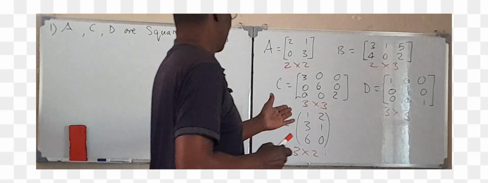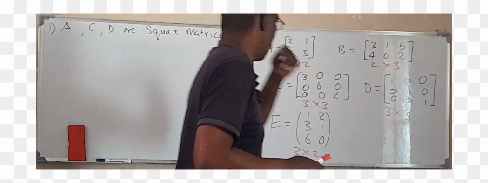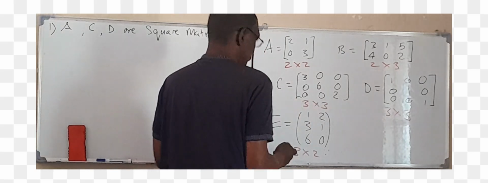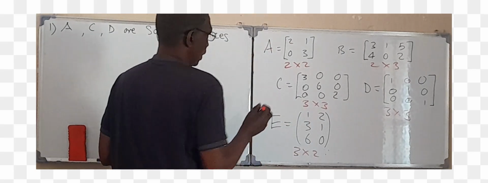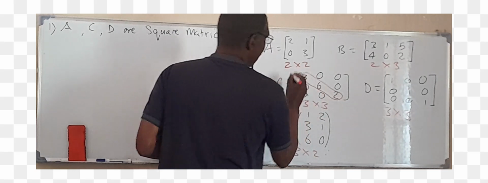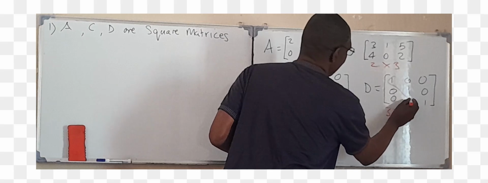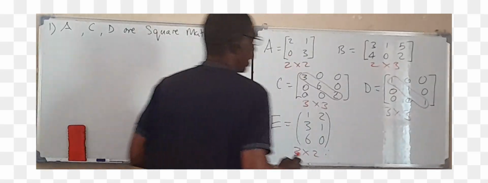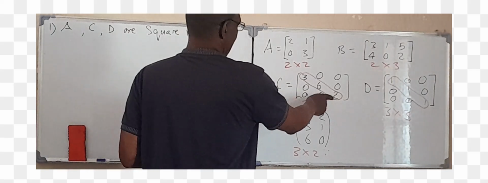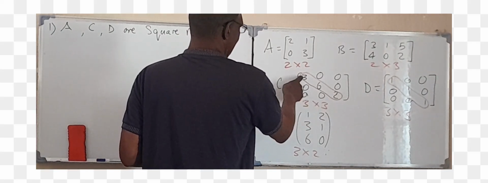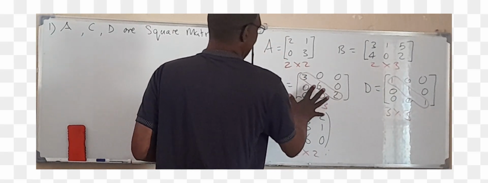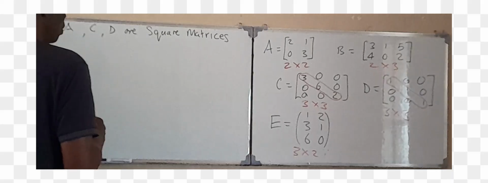If you look at matrix C and D, every other element apart from the elements in this diagonal here, which is called the main diagonal, let's circle it. This is our main diagonal here. And again, this is our main diagonal here. So all the elements that are not in the main diagonal are equal to 0. The only elements which are not 0 are the elements in the main diagonal. 3, 6, 2 for C and 1, 1, 1 for D. Matrices like these are called diagonal matrices.